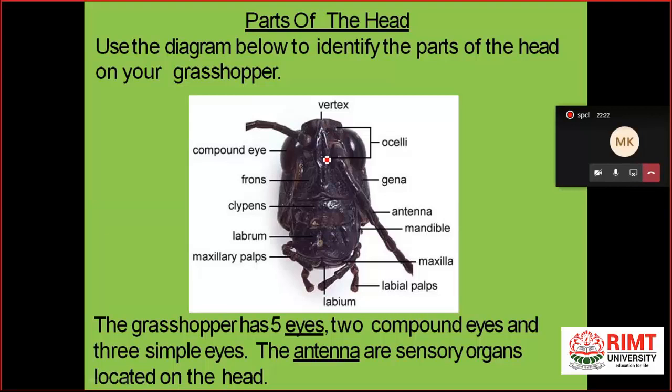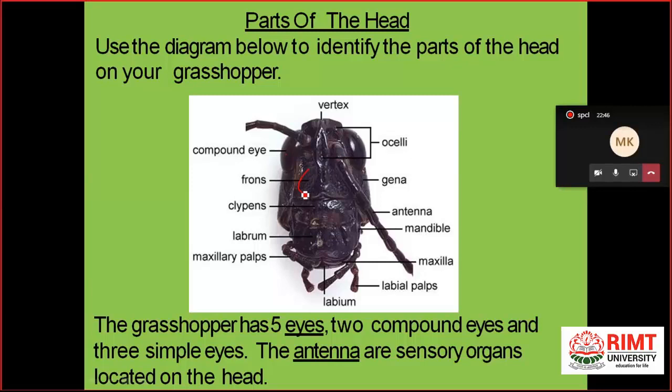And these are the ocelli present. These are the ocelli. In the immature stages of insects, ocelli are present, but here in the grasshopper these ocelli are also present. This is the compound eye on both sides.